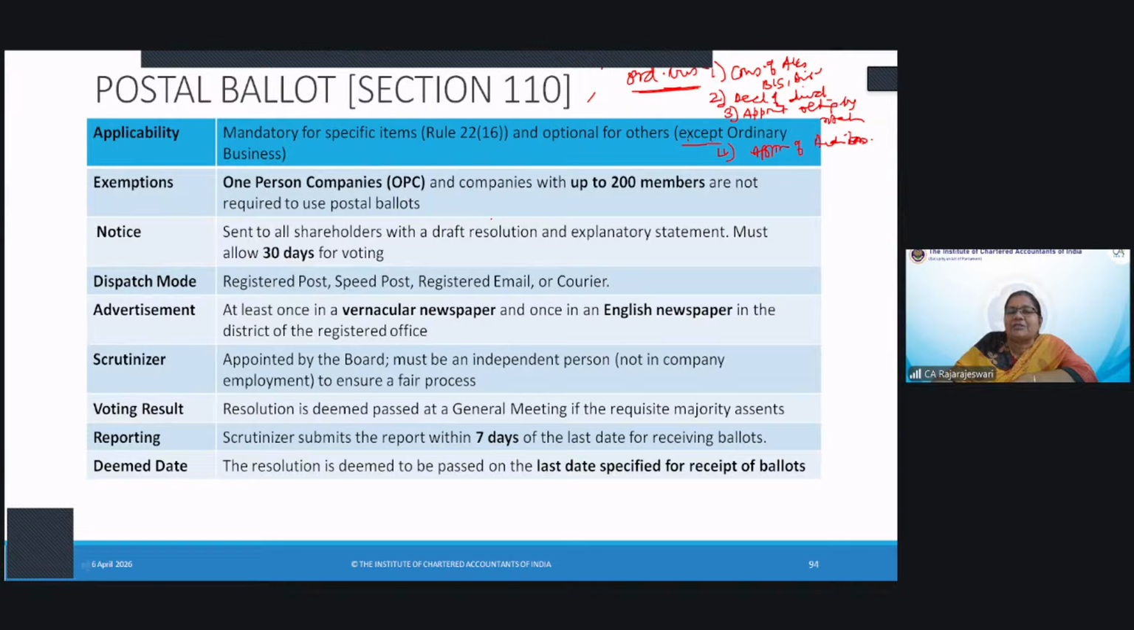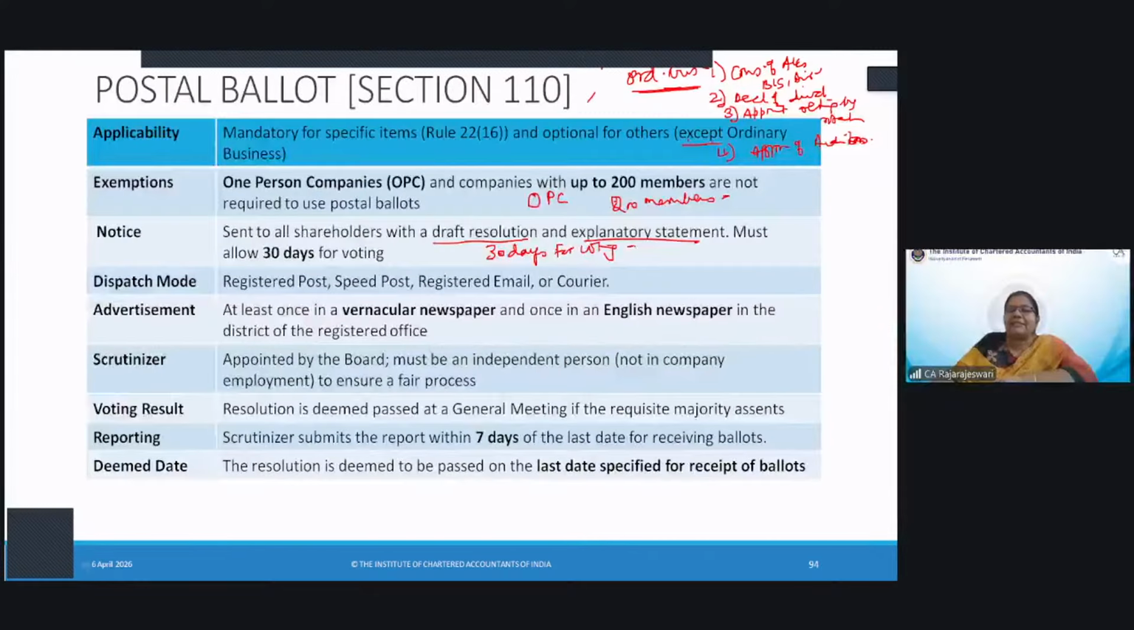Then exemptions. Suppose the company is a one-person company or a company of up to 200 members, then they are exempted from using the postal ballot. They need not have this postal ballot. So when I use the postal ballot, I have to draft the resolution, an explanatory statement should also be attached, and I should give them time for voting. So from the day I post, I should give them 30 days for voting.